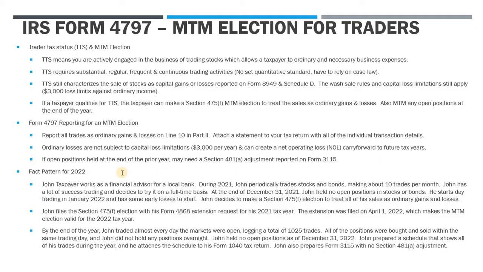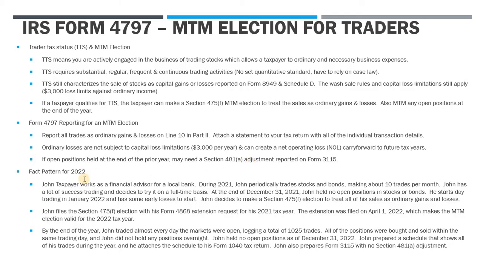Now, if you do have any open positions held at the end of the prior year, if this is your first year making the election, when you file that Form 3115 for the accounting change to move from cash to mark-to-market, you might have a Section 481(a) adjustment. So the 481(a) adjustment is kind of like a true-up for a mark-to-market that you might have had at the end of the prior period.